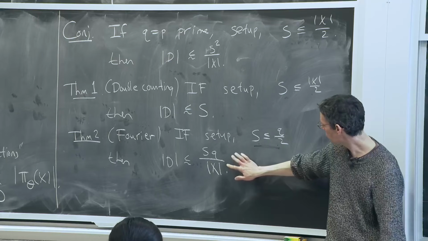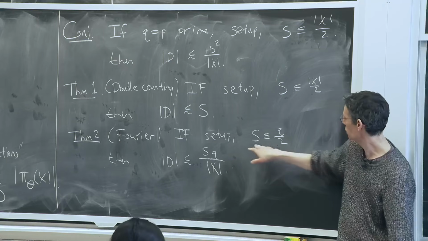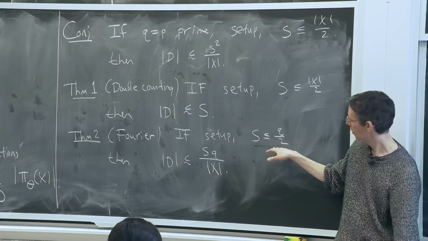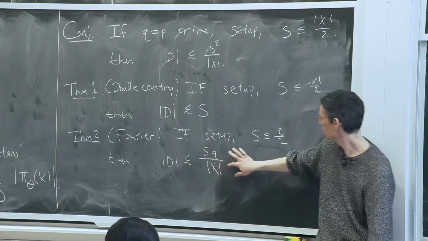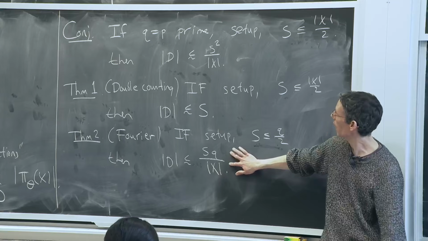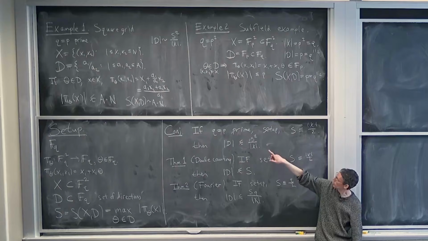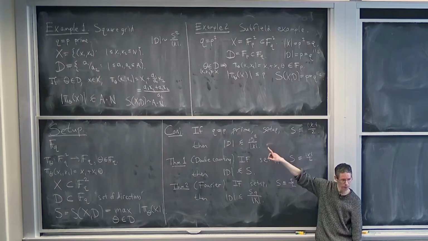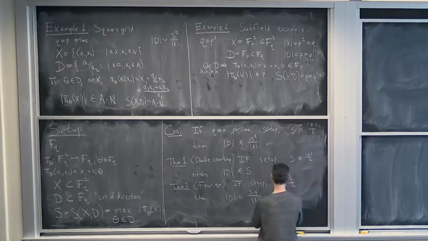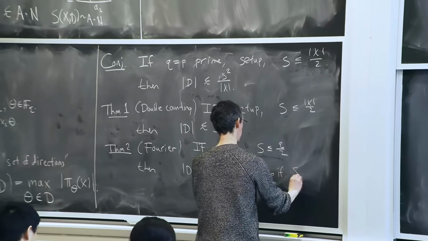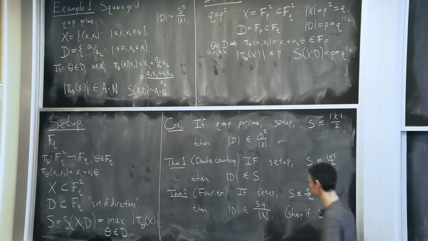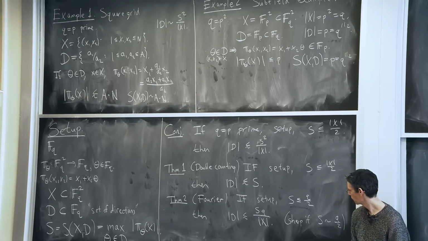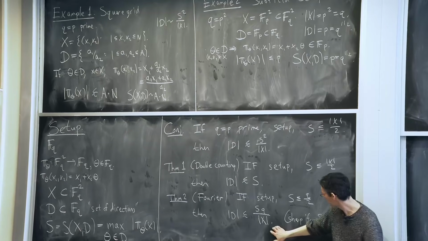And this bound is most interesting in the case that S was actually close to q over 2. Because in that case, this q and this S are about the same size. So this is around S squared over x, which matches the grid example. So this is actually sharp if S is around q over 2. OK, I find that quite striking and impressive.